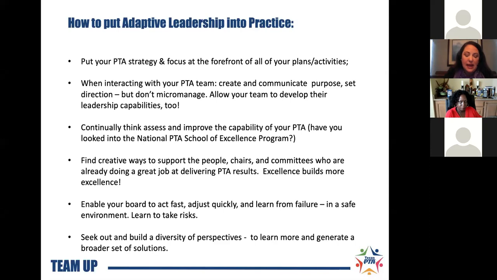Continually think and assess and improve the capability of your PTA. Have you looked into the National PTA School of Excellence program? It's a fantastic rubric that you can measure your effectiveness against. You can find creative ways to support the people and the chairs and the committees who are already doing a great job at delivering PTA results. You can really celebrate excellence in all that they're doing, because excellence builds more excellence.